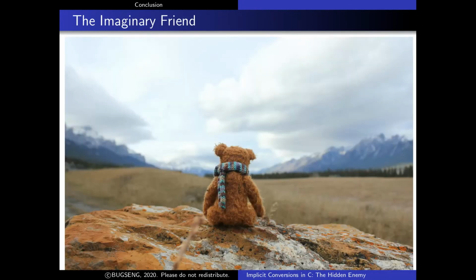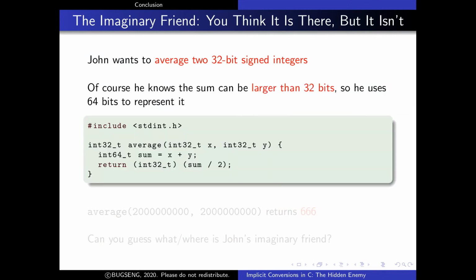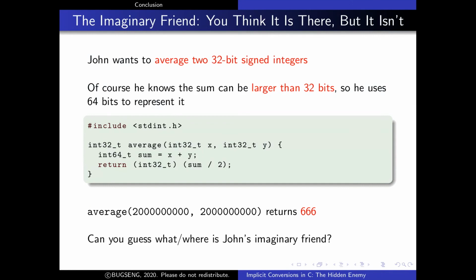Let's also look at the imaginary friend example. Again, the problem to solve was to compute the average of 2 32-bit signed integers, and John, to avoid the overflow, used a destination variable for the sum, which is 64-bit wide. However, the result was not the one that was expected. So the question was, can you guess where is John's imaginary friend? And here it is.